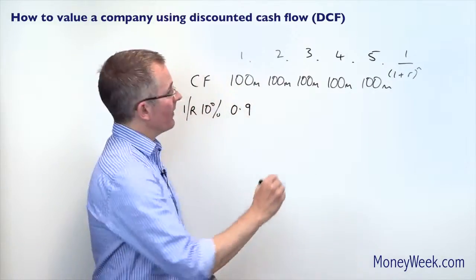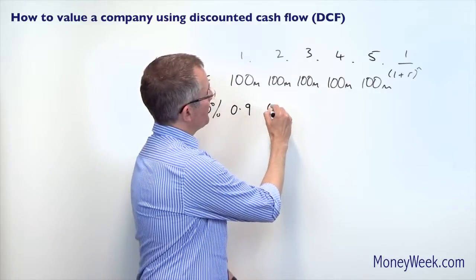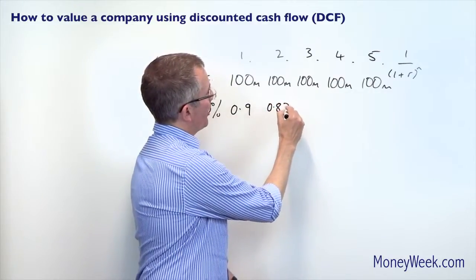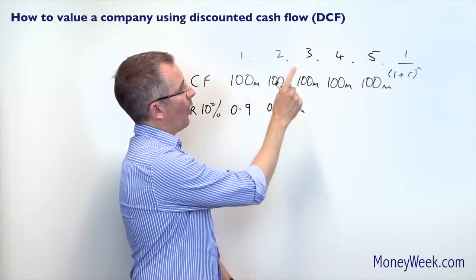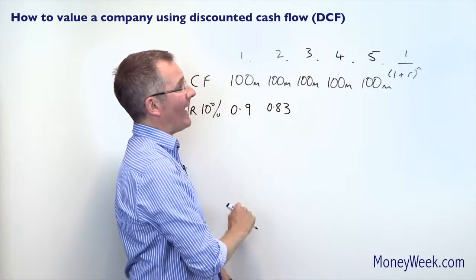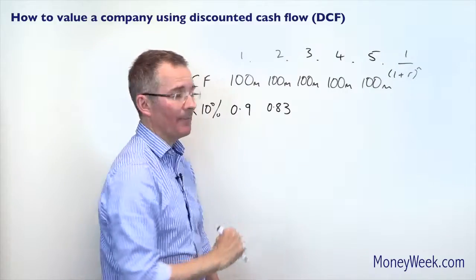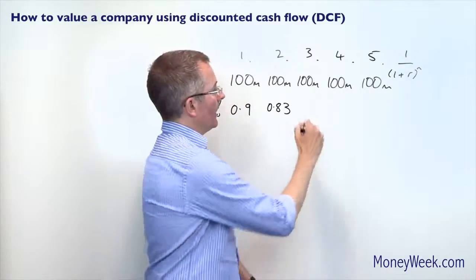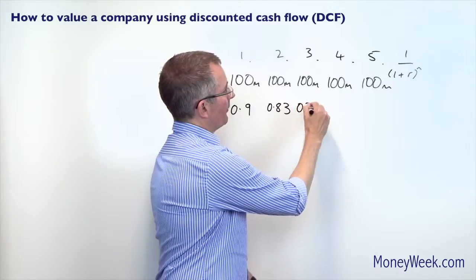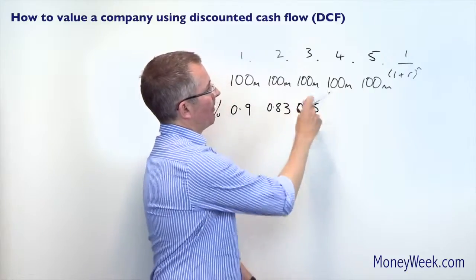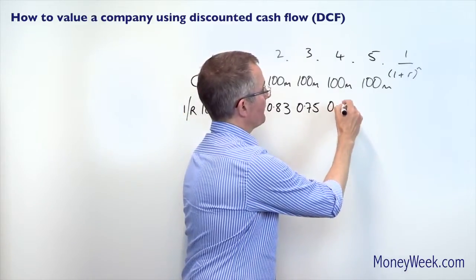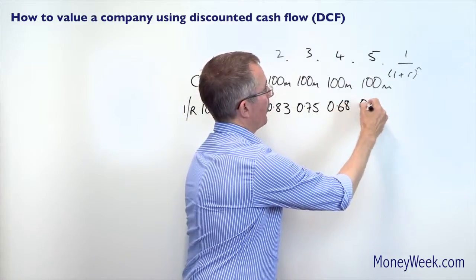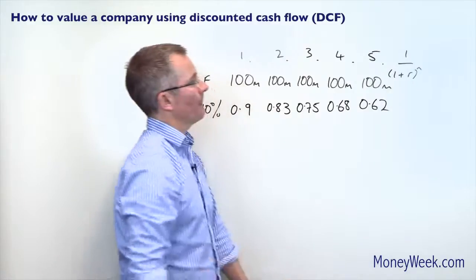Okay. Then you need to reduce the second year's cash flow, I've rounded slightly, by 0.83. You're wondering where these numbers come from. That's basically 1 over 1.1 squared for the math nerds out there. The next year's cash flow, again, not going to do more than 2 decimal places, you multiply by 0.75. The next year's cash flow by 0.68. And the next one by 0.62.